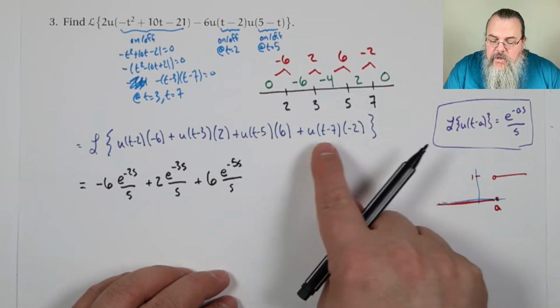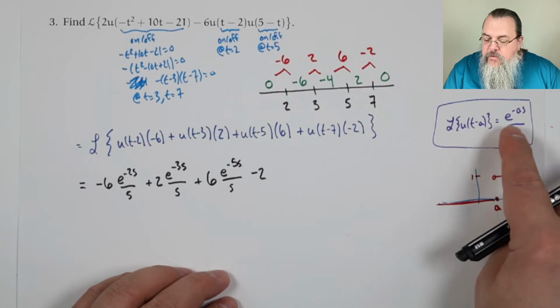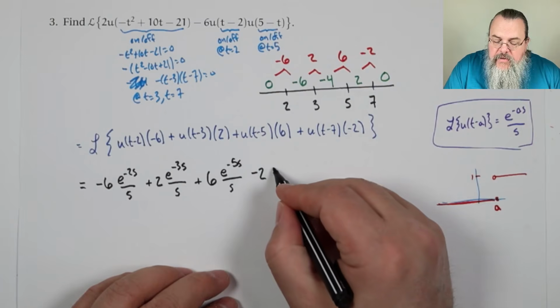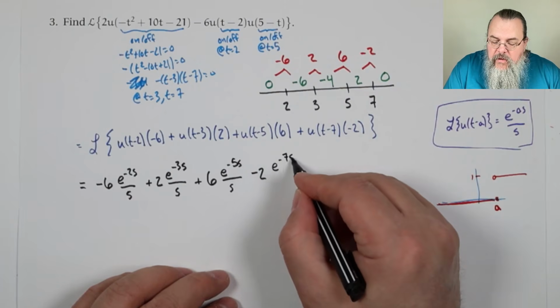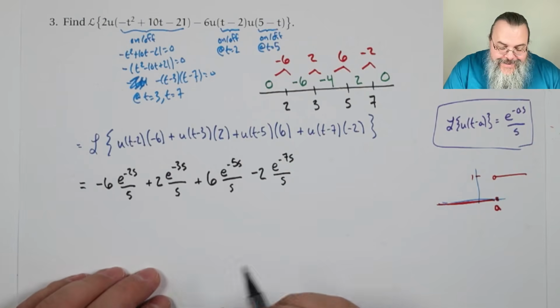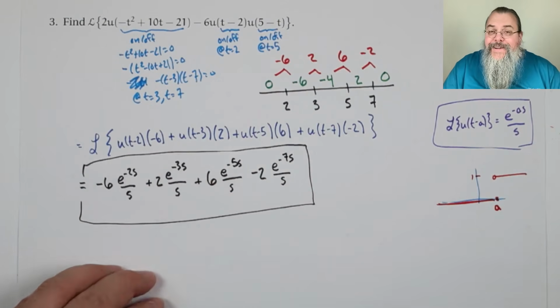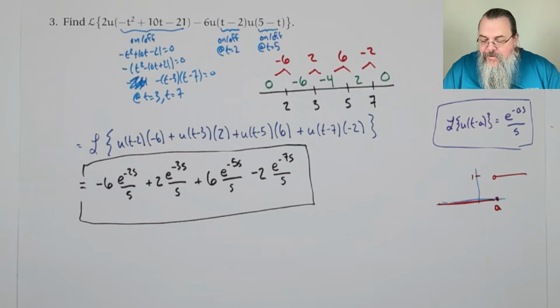And our last one, a minus 2, and then u of t minus 7 goes to e to the minus 7s over s. And we're done. That's the Laplace transform. That's what we needed to find. And so life is good.